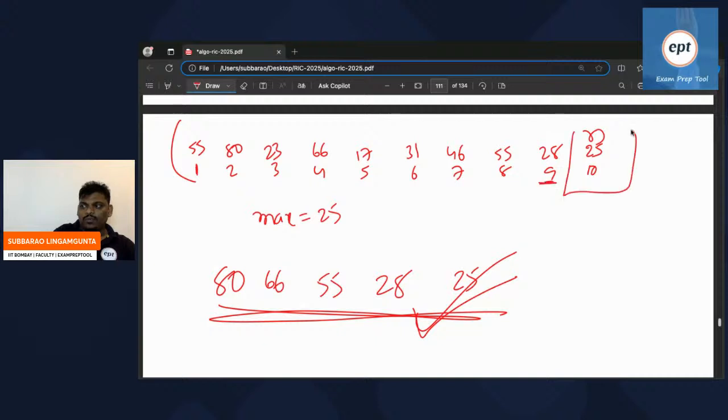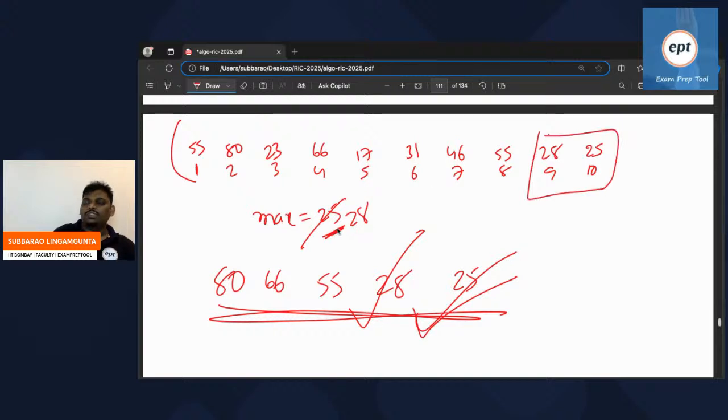Very simple. Until now, the right hand side maximum is 25. Comparing with that, is your element 28 greater? Yes. Then he will be a leader and you have to update also. So now 28 is the greatest element until now on the right hand side. See, until now these elements are over. In that, the greatest element is 28, which is there in the maximum.